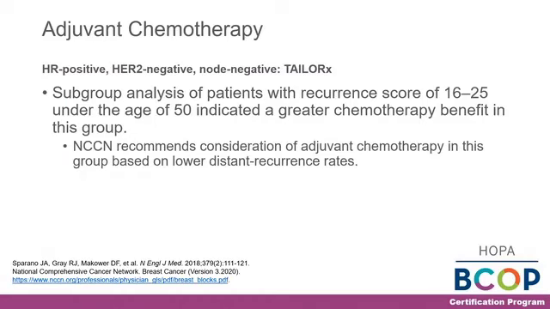There was a subgroup analysis done that I'd like to point out in patients who had a recurrence score of 16 to 25, but were under the age of 50. Those patients in this analysis were found to have a greater benefit from chemotherapy. And so the recommendation from NCCN is to consider adjuvant chemotherapy in this group based on lower distant recurrence rates. And this is usually patients who fall into this group of under the age of 50 and with a score of 16 to 25. This usually ends up being a conversation between the oncologist and the patient about what their desires and wishes are based on the data that we do have.